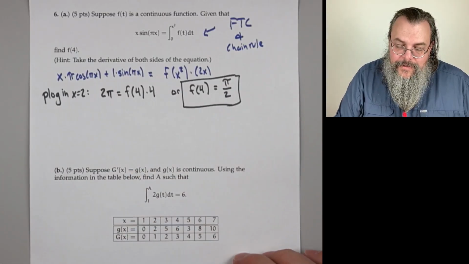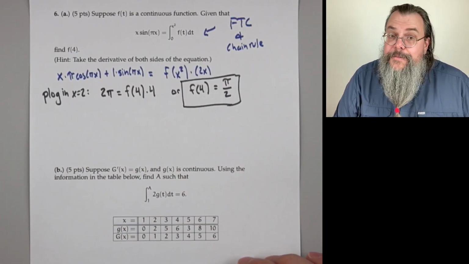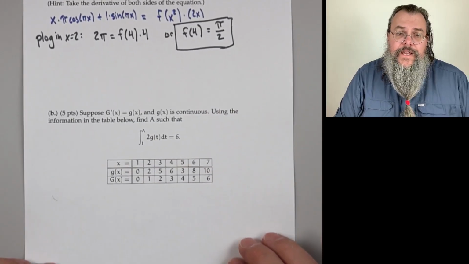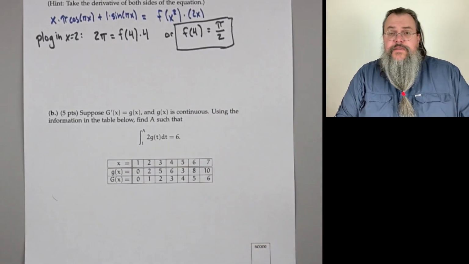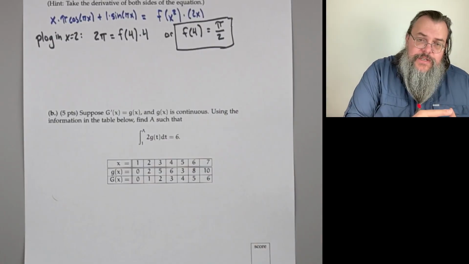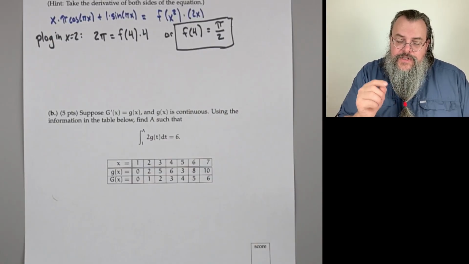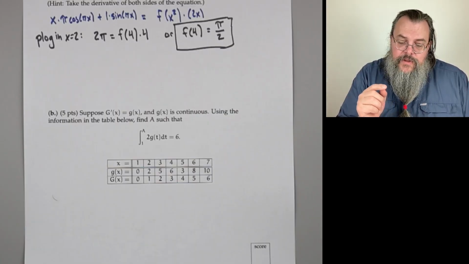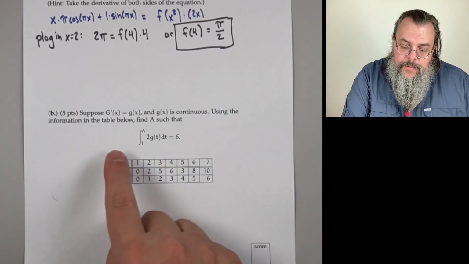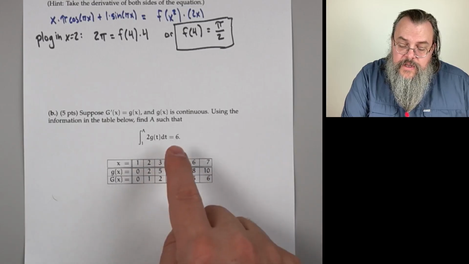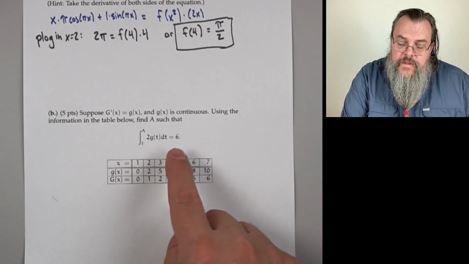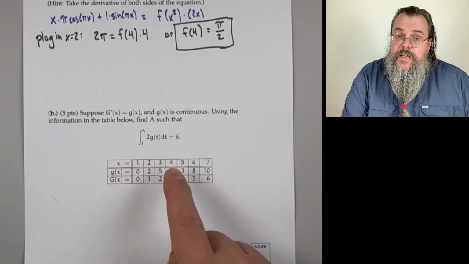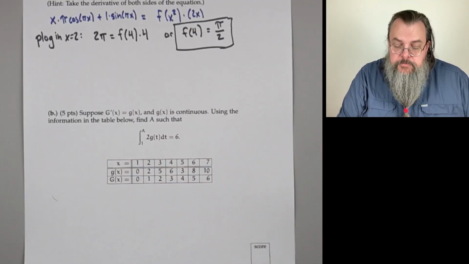All right. Well, now what? Let's move on to part B. Okay, so part B. Suppose that g prime of x is equal to g of x, and g of x is continuous. Using the information in the table below, find a such that the integral from 1 to a of g of t dt is equal to 6.